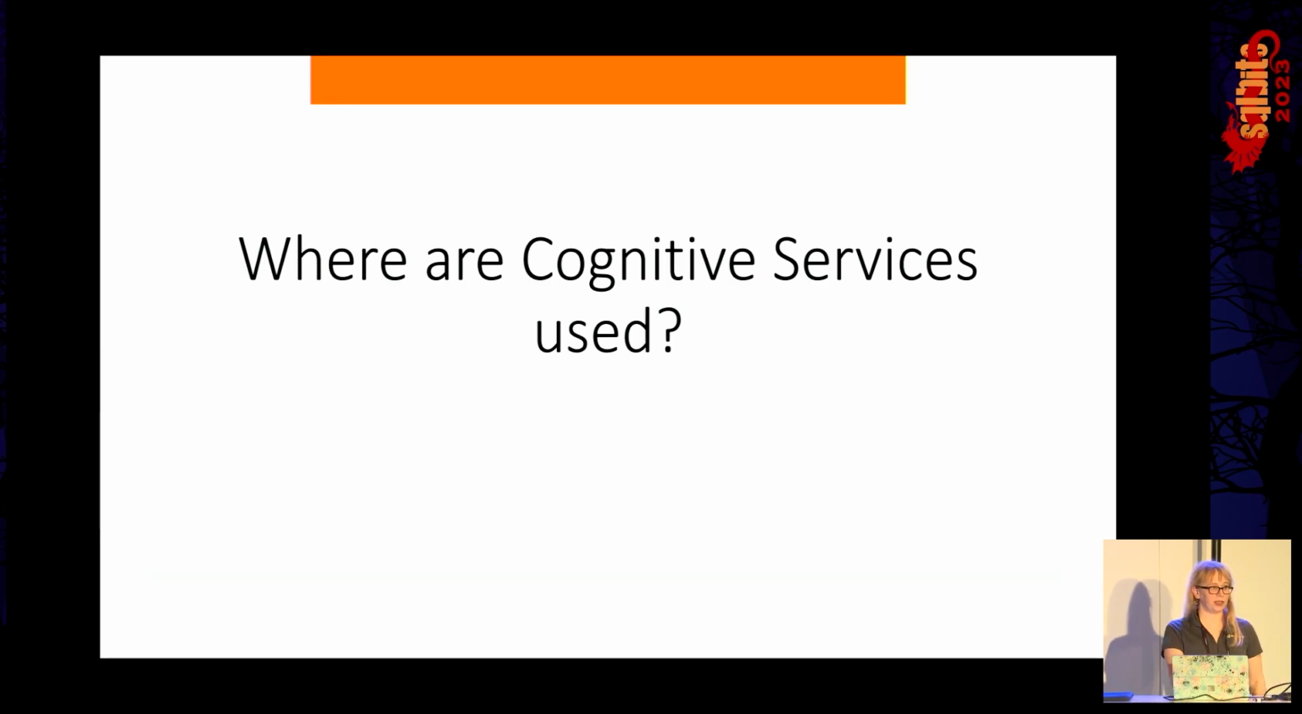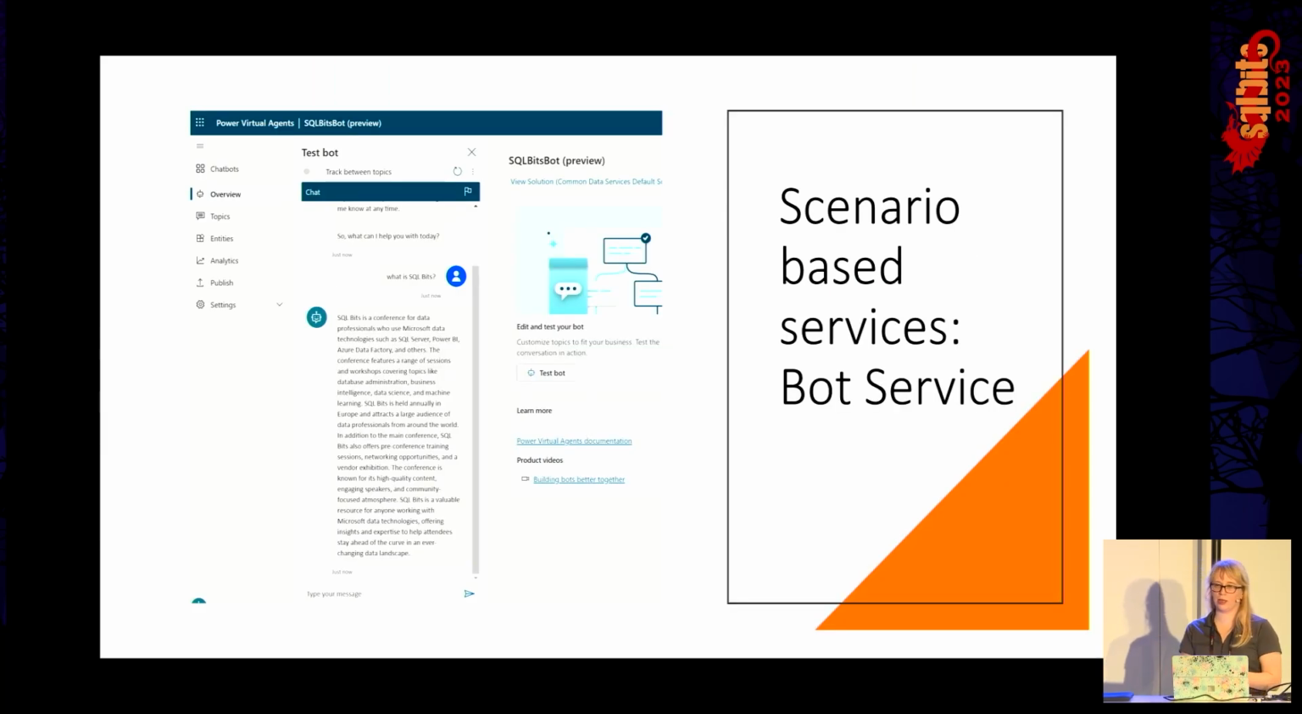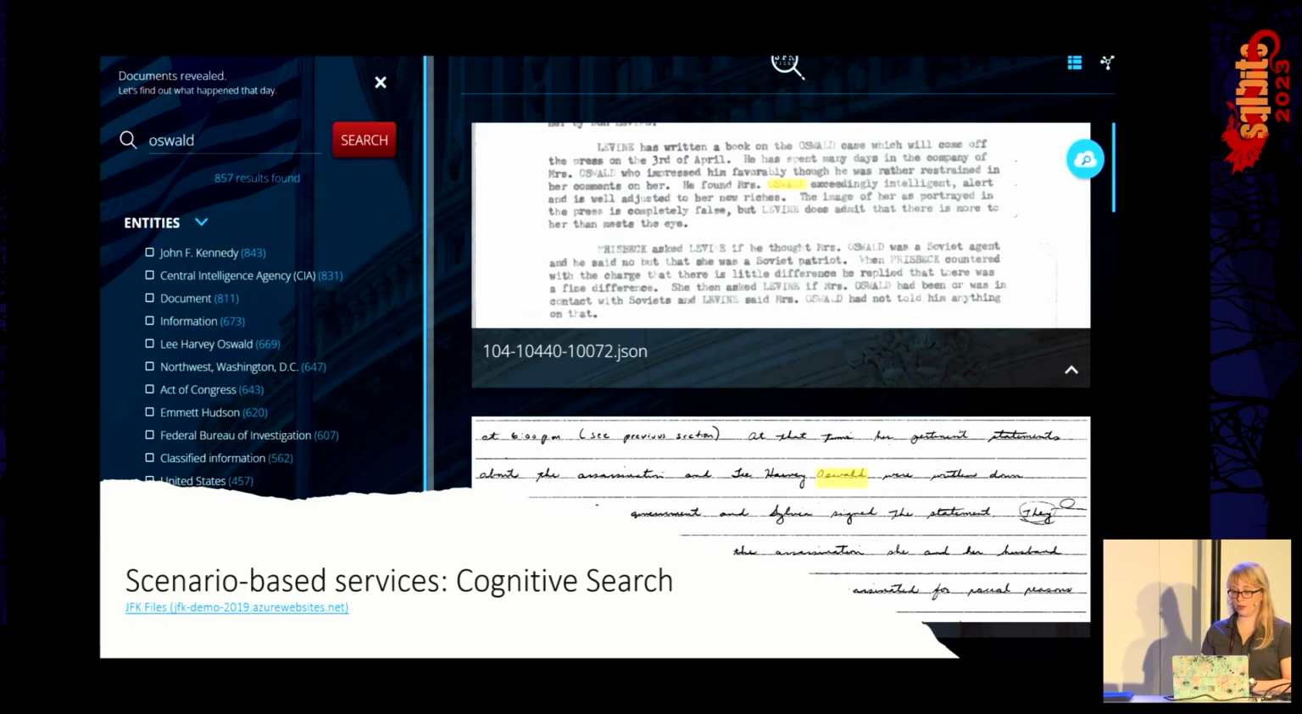So where are cognitive services used? It can be used in both services. For example, Power Virtual Agents, where you can add it. It can be used in cognitive search. A very great example is GFK files. You can push all of the documents there, and as you see, if you search by anything, it's showing you also on the image. So it's very cool.